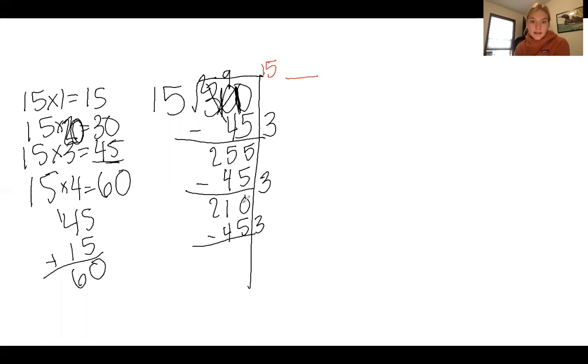Take away 45. 0 minus 5, can't do it. Okay, 10 minus 5 is 5. 0 minus 4, oh, can't do it. Gotta borrow from the 2. 10 minus 4 is 6.